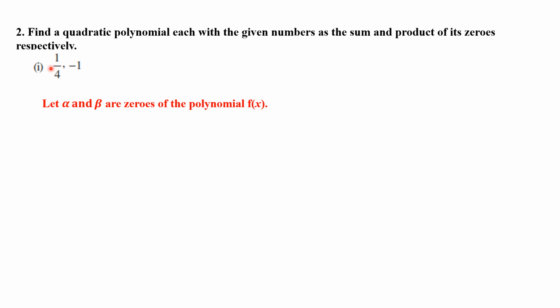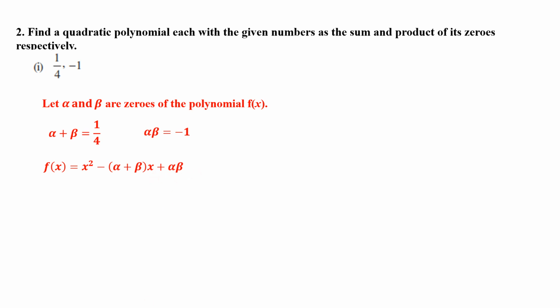Okay. So in the question what is given? Sum of the zeros, that means alpha plus beta, is given as 1 by 4 and alpha into beta is given as minus 1. Now when you note the sum of zeros and the product of zeros and you have to form a quadratic polynomial, then it will be in the form of x square minus sum of the zeros times x plus product of zeros.